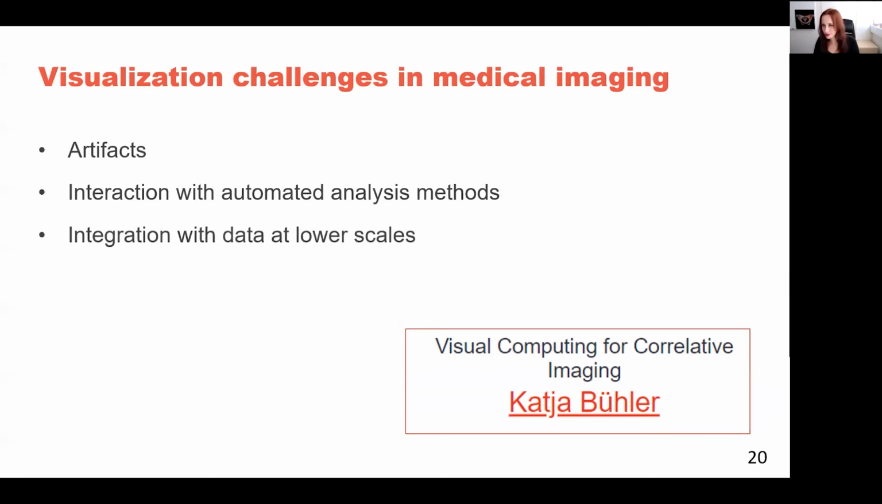Integration with data at a lower scale is always a challenge, similar to how we already mentioned it at the tissue scale. And then when you're combining modalities, there's this registration issue. And later on, there will be a lecture on correlative imaging. So I point you to that lecture for more information about that.